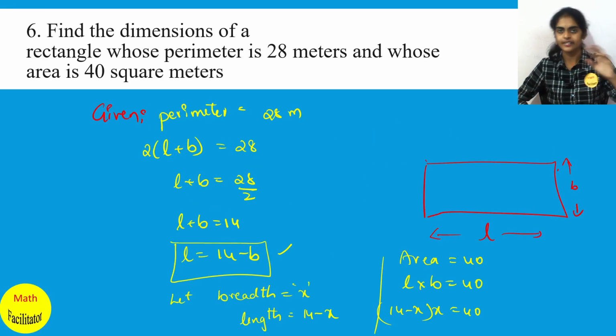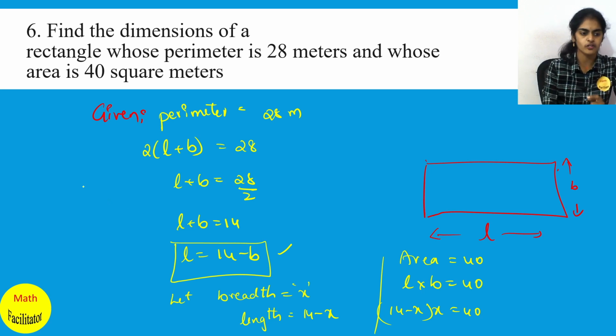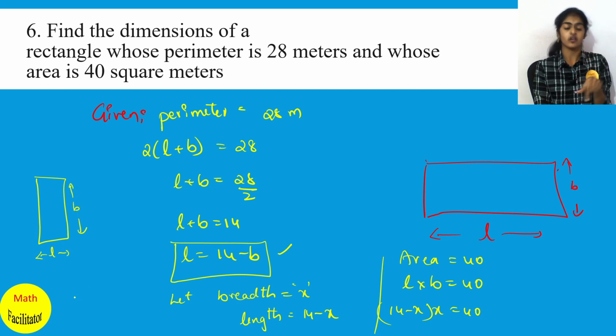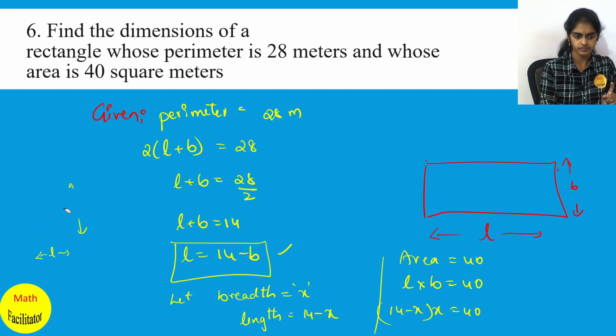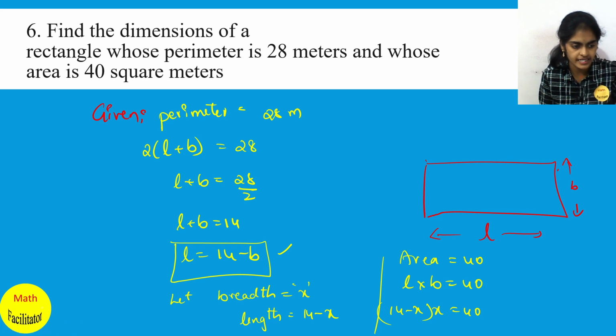A rectangle need not always be drawn in this way, it can also be drawn in this way, isn't it? So this is your length and this is your breadth. Conventionally we always take the longest side as length, but we cannot deny that this is a rectangle, isn't it? So that is the reason both the answers here we are taking as correct. Okay, so let's proceed to the next question.